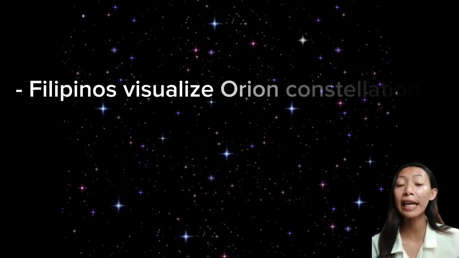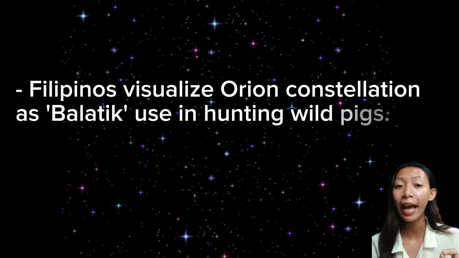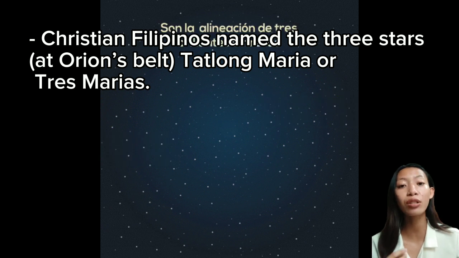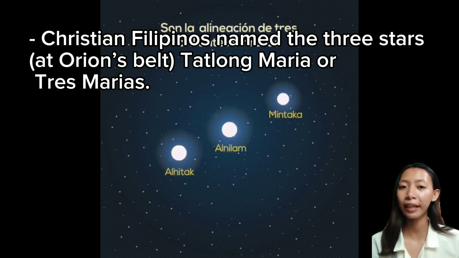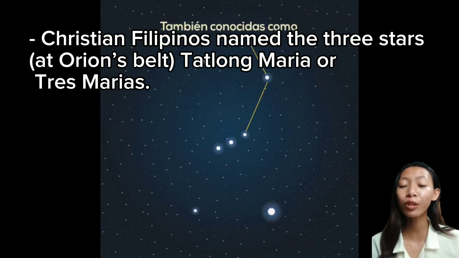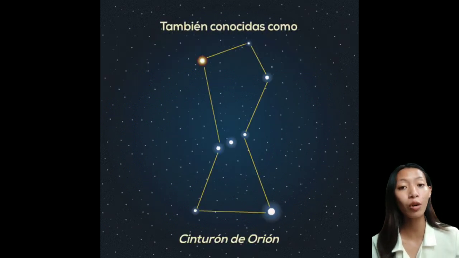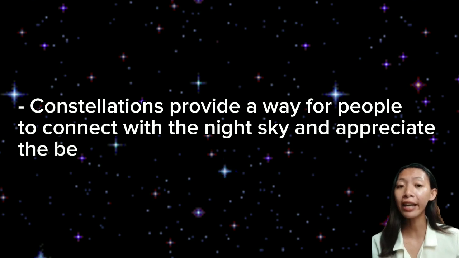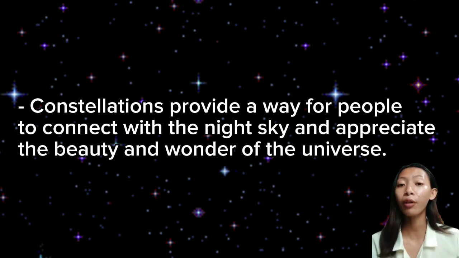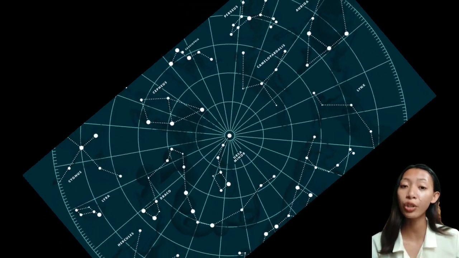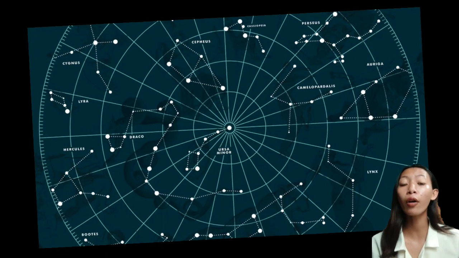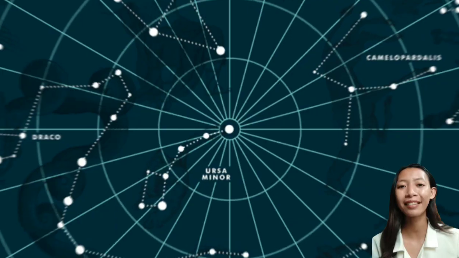Early Filipinos visualized the same group of stars as balatik, a trap used in hunting wild pigs. Christian Filipinos named the three stars in Orion's belt Tatlong Maria or Tres Marias. Constellations have been important to human culture and navigation for thousands of years. They provide a way for people to connect with the night sky and appreciate the beauty and wonder of the universe. By studying constellations, we can better understand the history of human civilizations and the role the night sky has played in our cultural and scientific development.